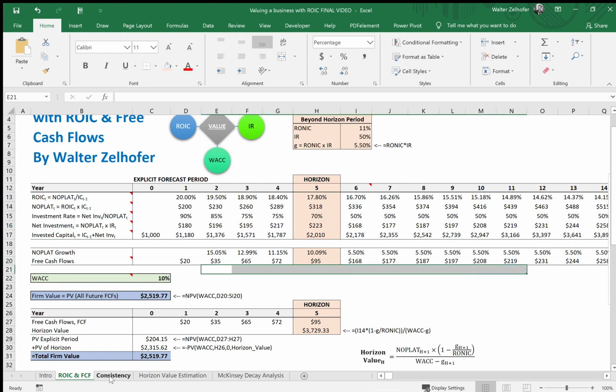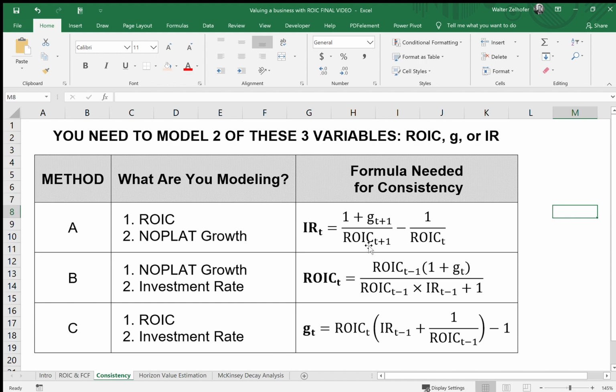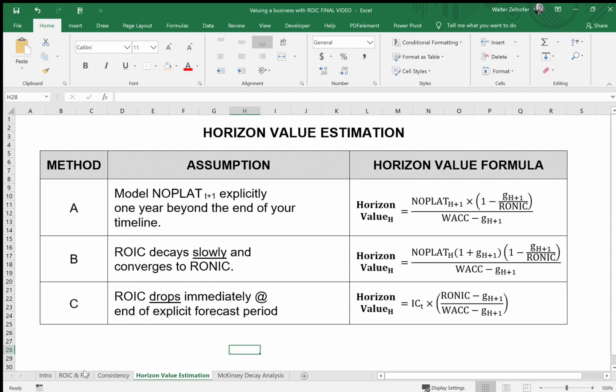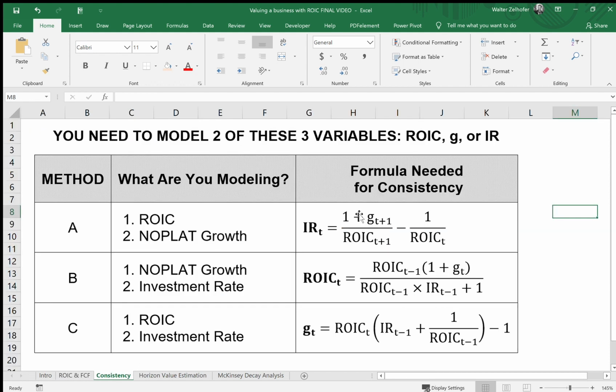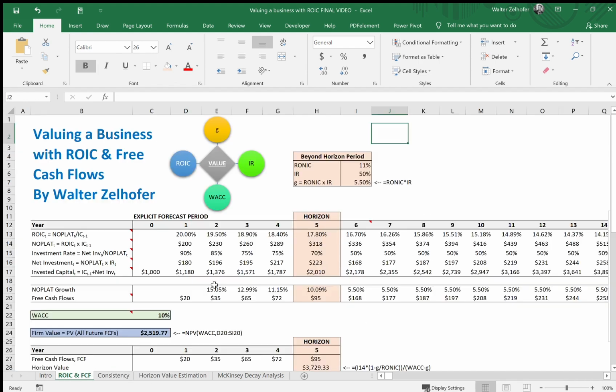Okay, so that is how you keep everything internally consistent in your model. If you have two of these three variables, the ROIC, the growth rate, and the investment rate, if you have two of those three things, you have to make sure that the third thing is internally consistent with the other two. Okay, so use these formulas right here that I'm providing for you. I've done a lot of algebraic manipulations to come up with these, and I just proved to you, using our little model, that this does indeed work.